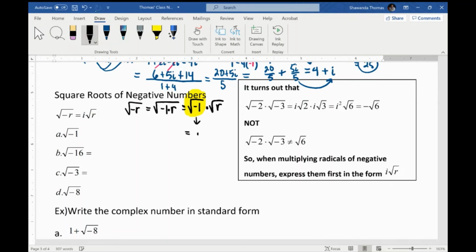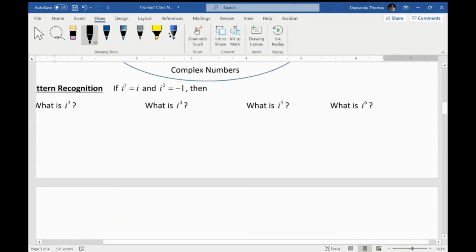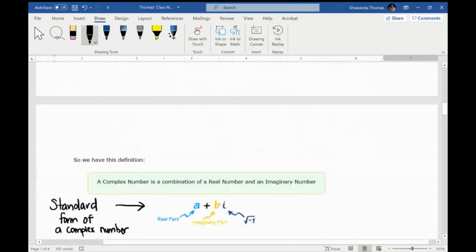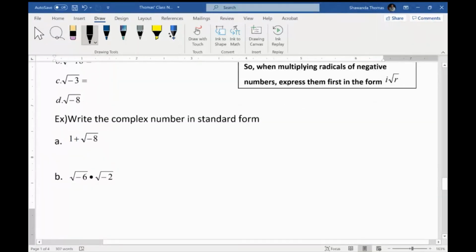I. Just I, right? So make sure you go back to page 1 again. Make sure you memorize these two. I equals the square root of -1, but I squared equals -1. By the time you finish this section's homework, you will remember.